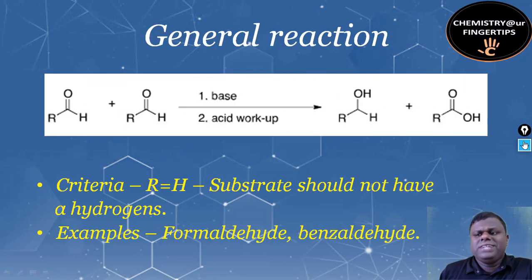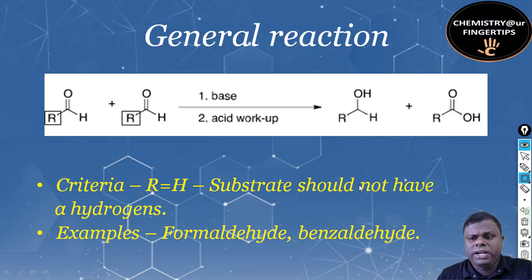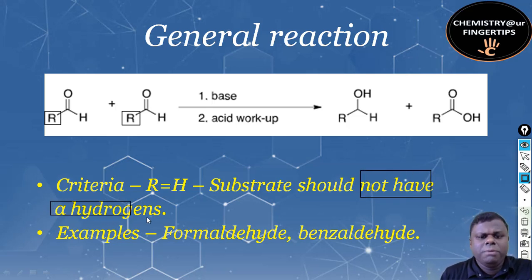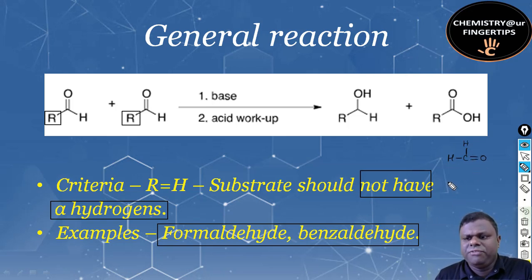Let's see the general reaction which I've already told. This is one aldehyde, this is another aldehyde. The most important criterion for these R groups is that they should not have any alpha hydrogen. Common examples are formaldehyde and benzaldehyde. Formaldehyde is H, then a carbon, then another hydrogen, and then this O. And with the phenyl group, you have benzaldehyde, C6H5-CH double bond O. So this is the general reaction.